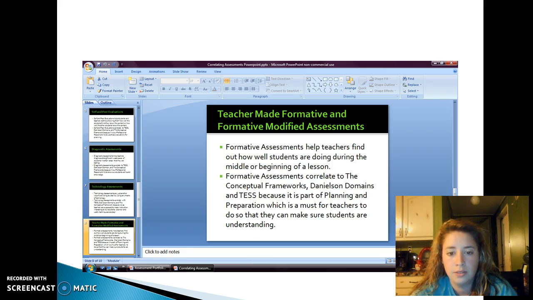On this one, I explained the difference between formative and summative. Formative assessments help teachers find out how well students are doing during the middle or even at the beginning of a lesson. And this one's a little different on how they tie into it. It says it's a part of planning and preparation, which is a must for teachers to do so they can make sure students are understanding.